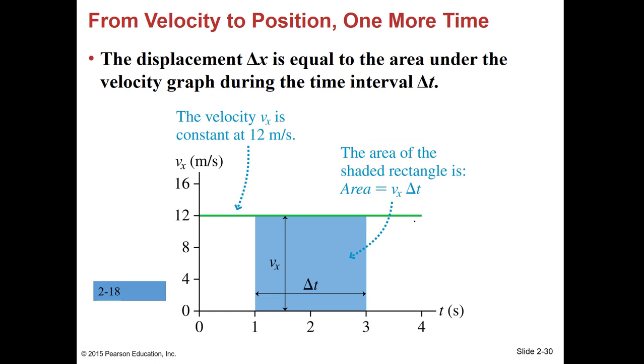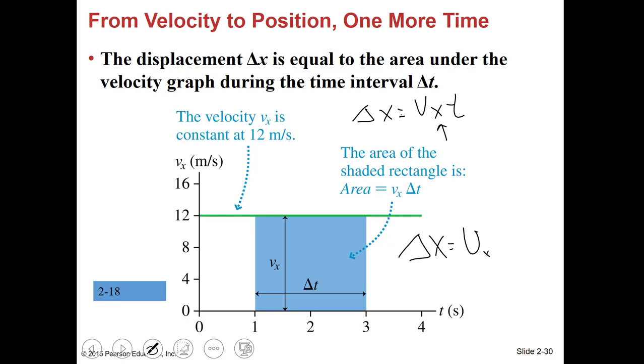The displacement is equal to the area under the curve. If you think about it, let me just rewrite this equation a little bit. Delta x equals velocity times time. This little subscript x is just reminding me that I'm talking about the x direction. Let me rewrite it because that doesn't look as good as I wanted it to. So delta x equals x velocity times time. You can call it delta t if you want to. I just called it t.